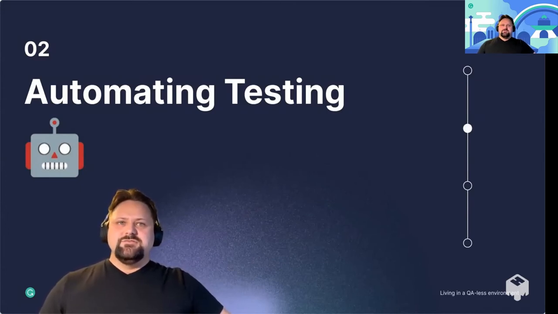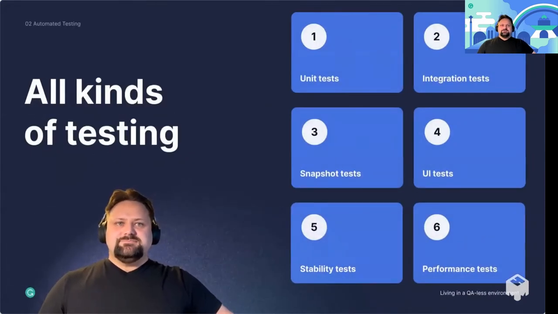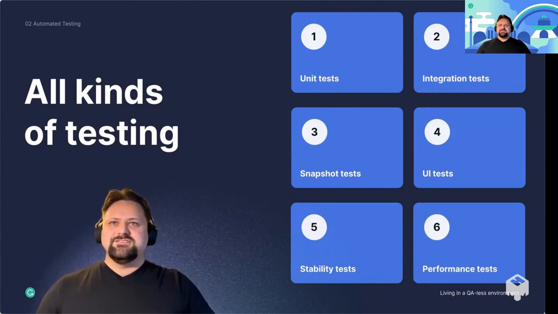And anytime we face a bug or an issue, we add a test to prevent from seeing that bug in the future. Many bugs are hard to be covered with simple unit or integration tests, so you end up with all kinds of automated testing. For our iOS products, we have unit tests, integration tests, snapshot tests, UI tests, and some fancy stability and performance tests.